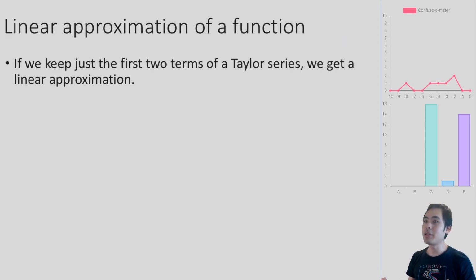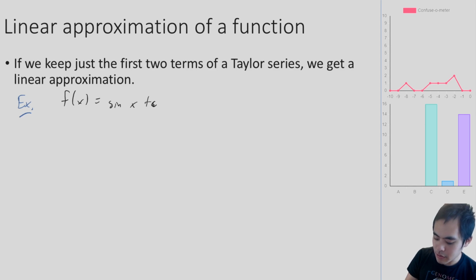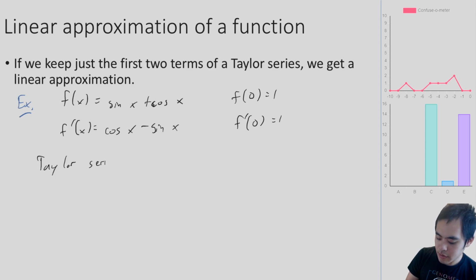But once you get to a linear approximation where you keep the first 2 terms, things get a lot better. So if we use that same function again, f of x is equal to sine x plus cosine x. F prime of x is equal to cosine x minus sine x. So f of 0 is equal to 1, and f prime of 0 is equal to 1. So f of x is approximately equal to 1 plus x.